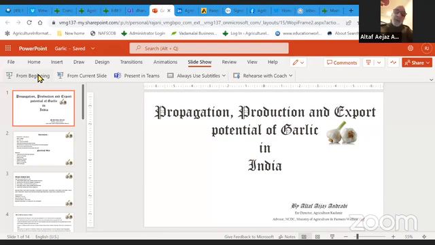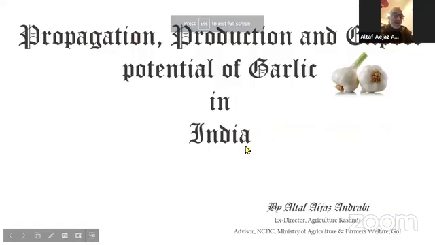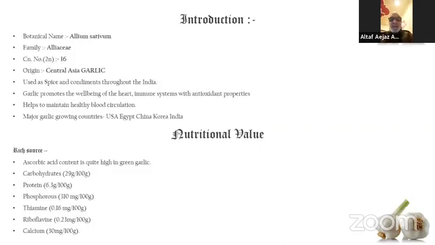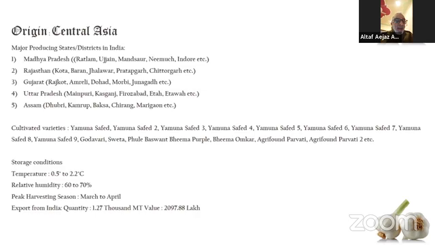I already told you that it originated from the Central Asian countries, and we must now come back to our own country where it is being produced. Madhya Pradesh is the major contributor in the production of garlic. Madhya Pradesh stands at number one, producing the maximum. Number two is Rajasthan, number three is Gujarat, number four is Uttar Pradesh, and fifth is Assam.